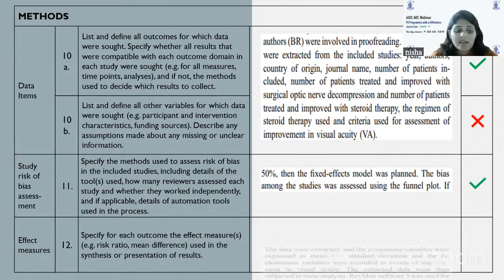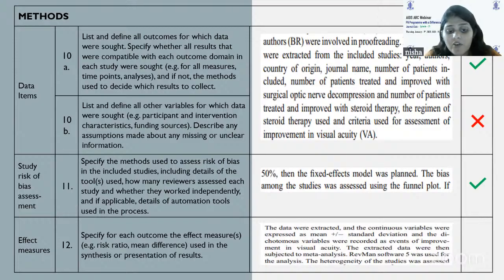And checklist 12 is to specify for each outcome the effect measures, that is the risk ratio, mean difference, etc. So here it is clearly mentioned that the data was extracted and the continuous variables were expressed as mean plus or minus standard deviation, and the dichotomous variables, such as whether there was improvement in visual acuity, yes or no kind of questions, also were recorded. And this extracted data was subjected to meta-analysis, and RevMan software 5 was used for this analysis.